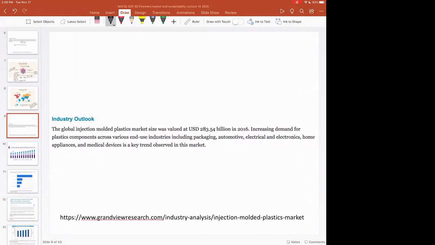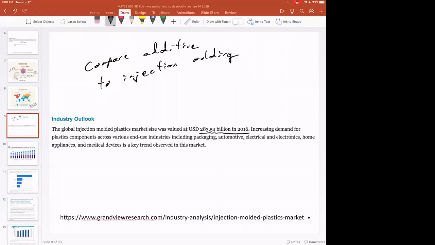And so we can compare additive to injection molding. And so from this research report right here, the global injection molded plastics market is valued at $280 billion in 2016. And if you remember, in 2018, in the Wohlers report, the additive manufacturing or 3D printing market was about $7 billion. And so these are quite different sized markets.